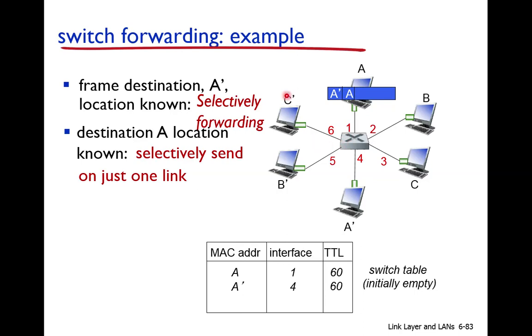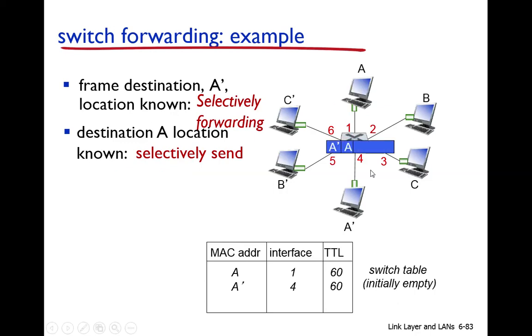So basically it reduces the collision domain, because the collision domain is now only from A dash to A. Other nodes, B, C, B dash, C dash, cannot send to A, but they can send to other nodes. For example, B can send to B dash, C can send to C dash. So it reduces the collision domain.